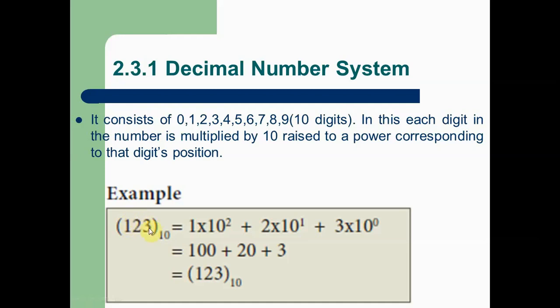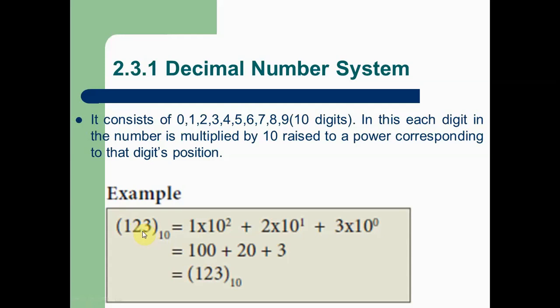If you swap the numbers 1 and 3, so 1 comes here and 3 goes here, then what is the number? 321. So based upon the position of the digit, the value of the digit will change. These positions are known as ones, tens, and hundreds.